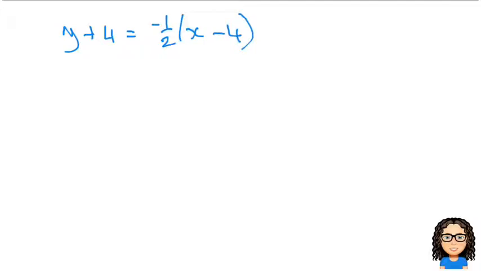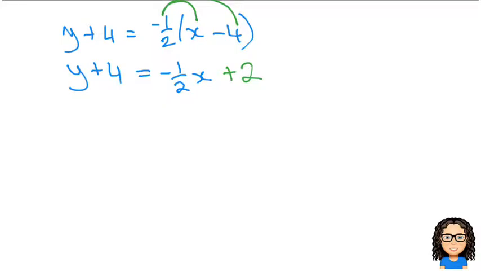Okay, I want to expand out the brackets, so I'm going to leave this y plus 4 alone. I'm not going to touch that side, but I'm going to go negative 1/2 times x, and that's going to give me negative 1/2 x. And then I'm going to go negative 1/2 times negative 4. Now negative times a negative is going to make a positive, and 1/2 of 4 is 2.